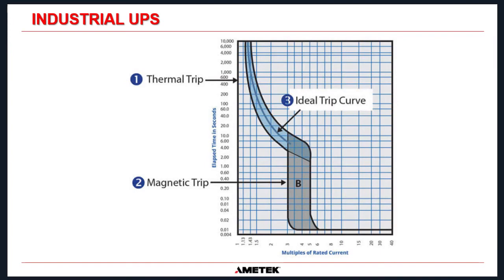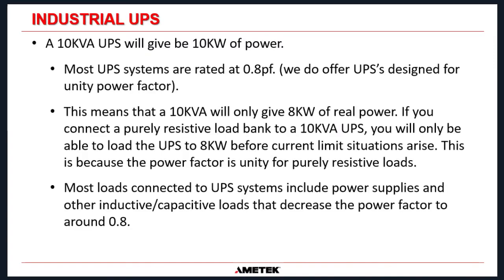The second one is a 10 kVA UPS will give you 10 kilowatts of power. Now, that is not true. Most UPS systems are rated at 0.8 power factor. Amatec SCI does offer UPSs that are designed at unity power factor, but we're a custom UPS builder, so we can do that, and basically we just overrate the system.